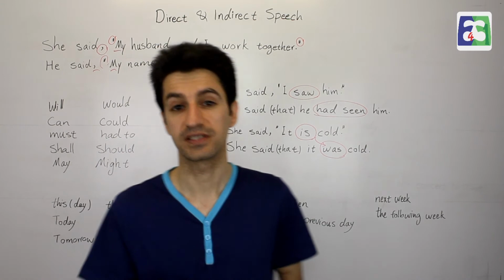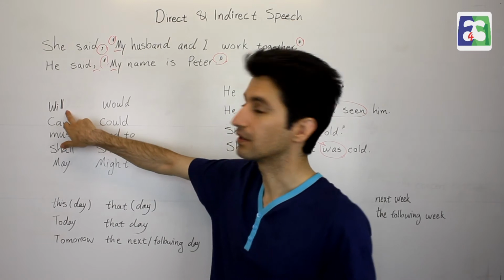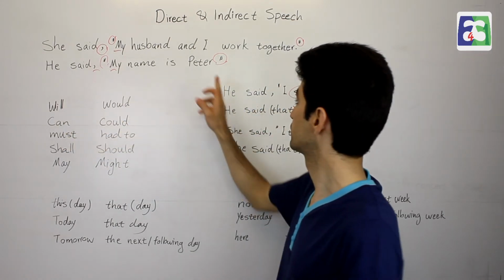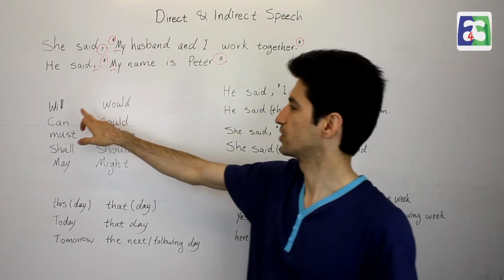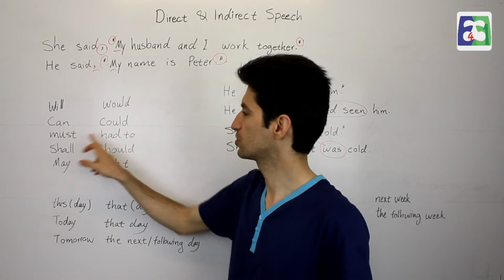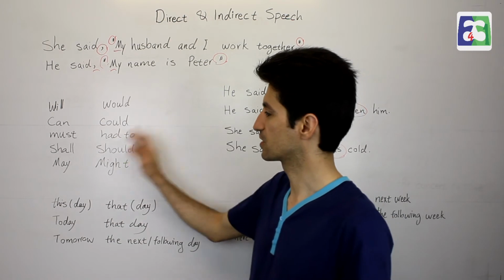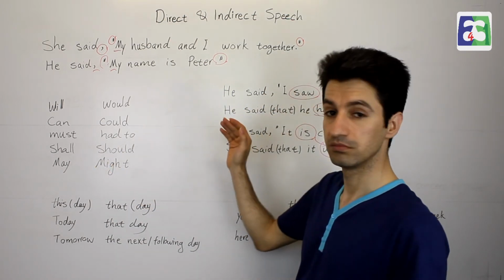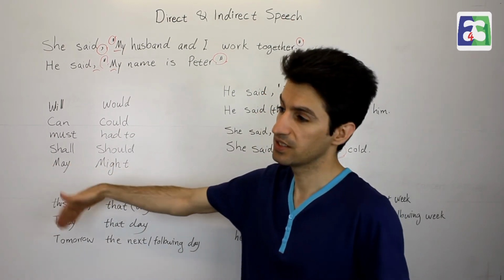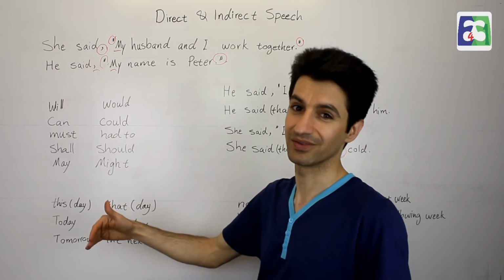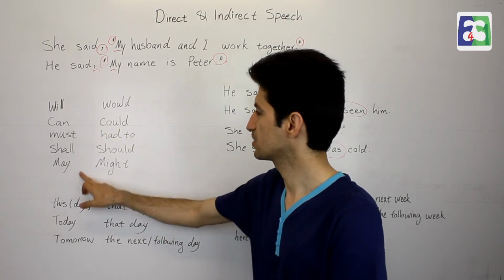Okay, there are some other things that we change as well, and I have listed them over here. For example, will. If I have will in the direct speech, then in indirect speech I change it to would. Can changes to could. Must to had to, shall to should, and may to might. Okay, the person says I may go, and I say he said he might go. Okay, I change may to might. So these change to these.